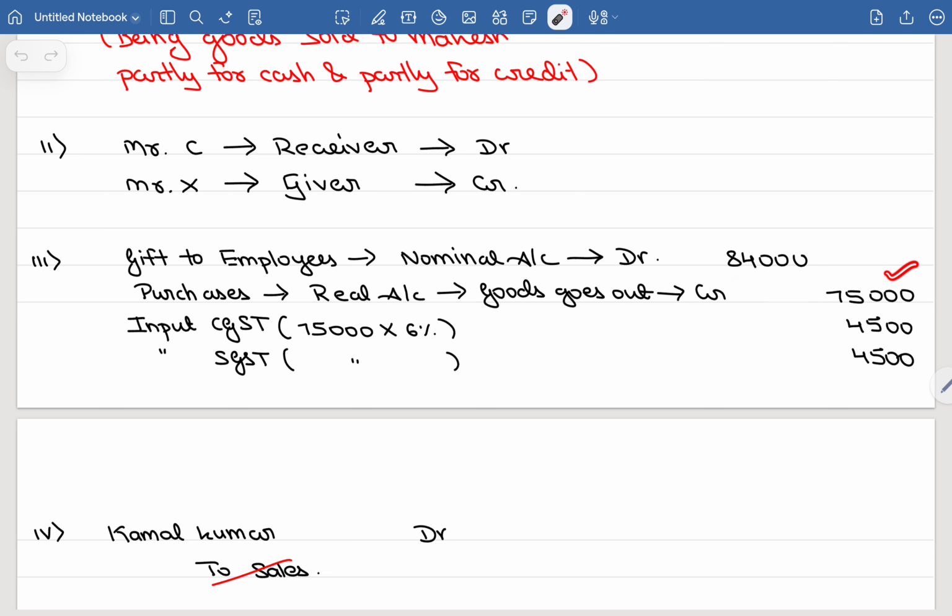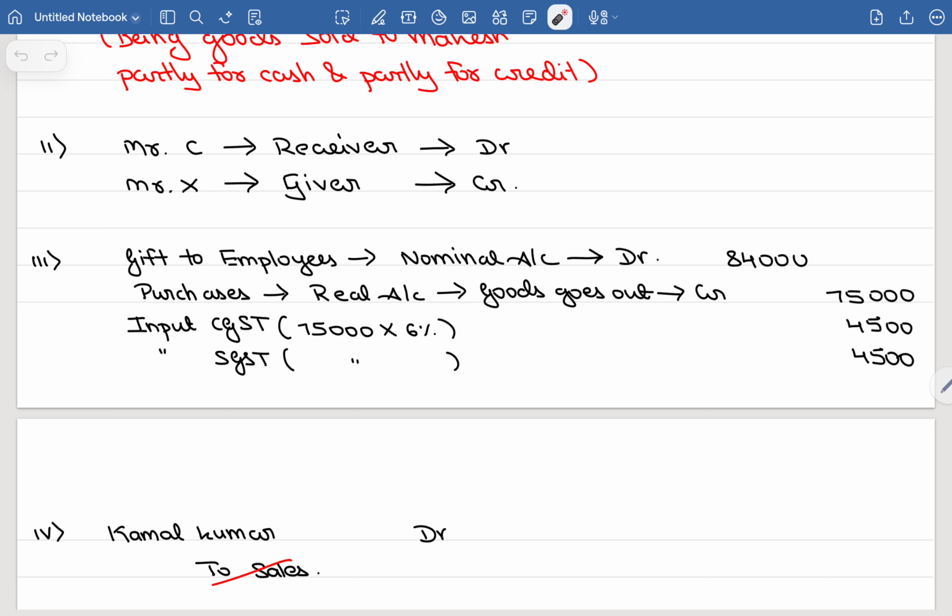Which price do I have to consider? Cost price has to be considered, worth rupees 75,000. And we have to reverse the input CGST and input SGST also at the rate of 6% on 75,000. That comes to 4,500 and 4,500. So the total amount of gift given to the employees comes to 84,000.